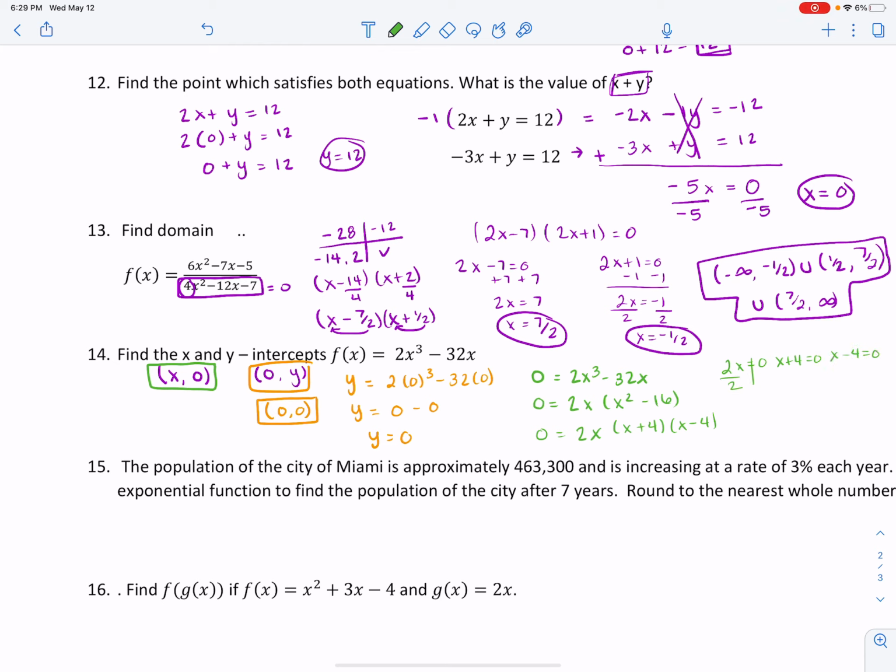So divide by 2, x equals 0. Minus 4, x equals negative 4. Plus 4, x equals 4. So I have one y-intercept, 0, 0, and I have 3 x-intercepts, 0, 0, negative 4, 0, and positive 4, 0.